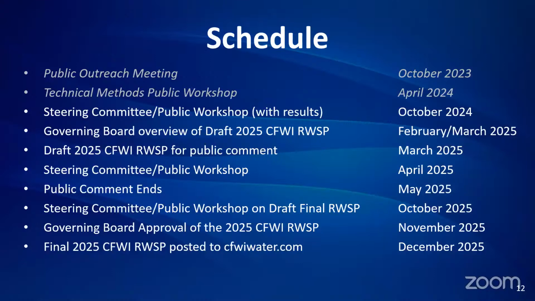To date, in addition to various stakeholder meetings, we have had a public outreach meeting that occurred in October 2023, as well as today's technical methods workshop. The schedule moving forward from today includes a steering committee public workshop in October 2024, where we will present results and the draft plan conclusions. The three districts will present overviews to their governing boards in February and March of 2025 regarding the draft CFWI Regional Water Supply Plan. The draft plan will then be posted mid-March for public review and comment.